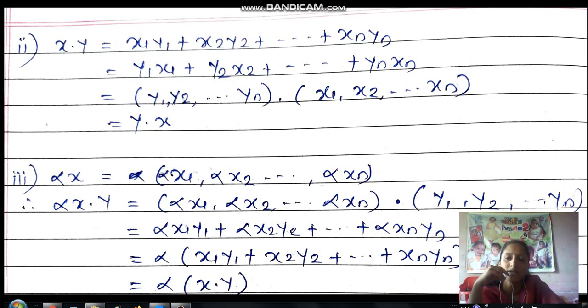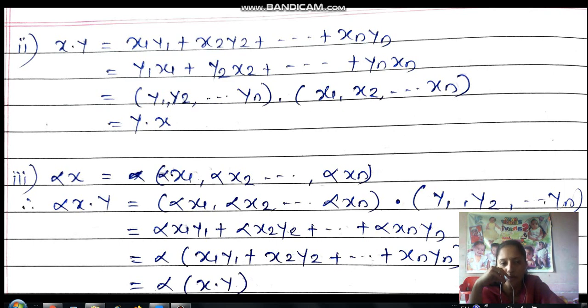Now the third one is alpha x dot y. Now alpha x can be written as alpha x1, alpha x2 and so on alpha xn. So alpha x dot y can be written as alpha x1, alpha x2 and so on alpha xn dot product with y1, y2 up to yn.